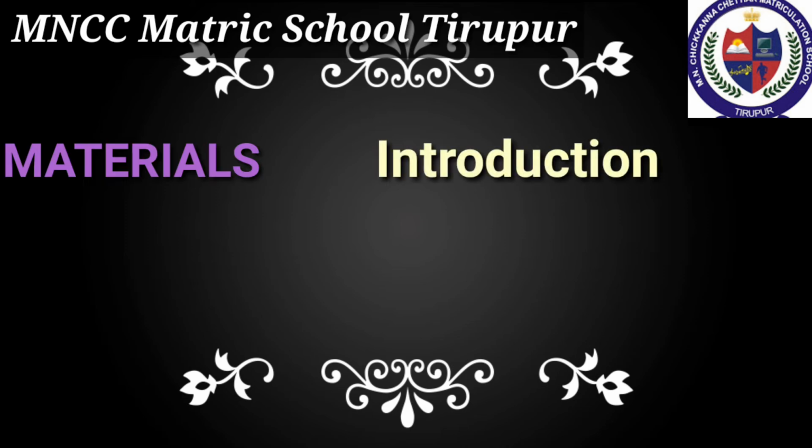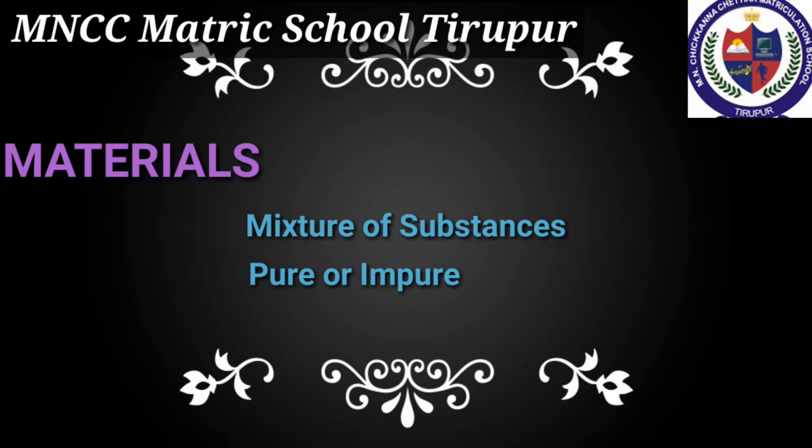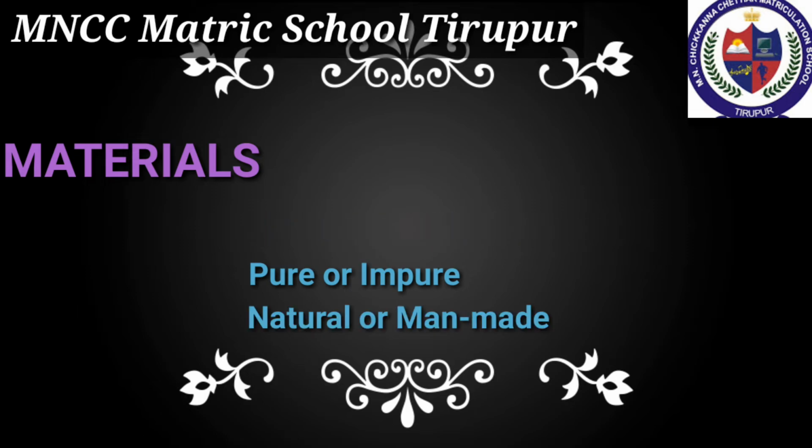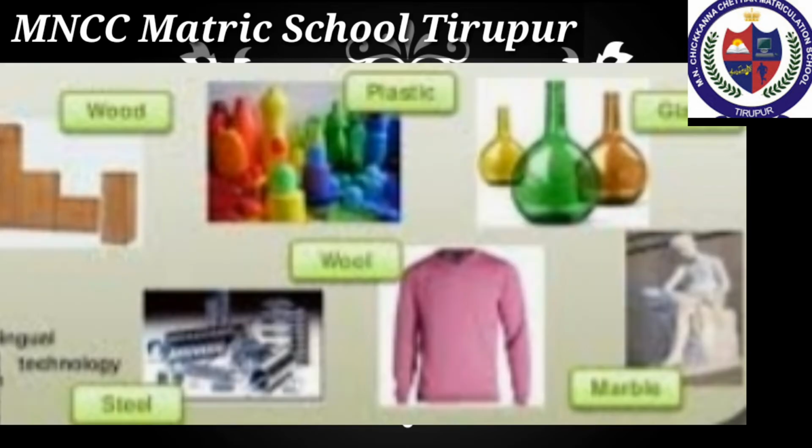Next, we'll move on to the topic materials. Material is a mixture of substances that constitute an object. They can be pure or impure, natural or man-made. Materials are needed to get the things needed for our daily life. Look at the picture. Here there are some materials needed for our daily life. For example, wood, plastic, glass, steel, wool and marble. Natural and man-made materials are transformed to produce these things.